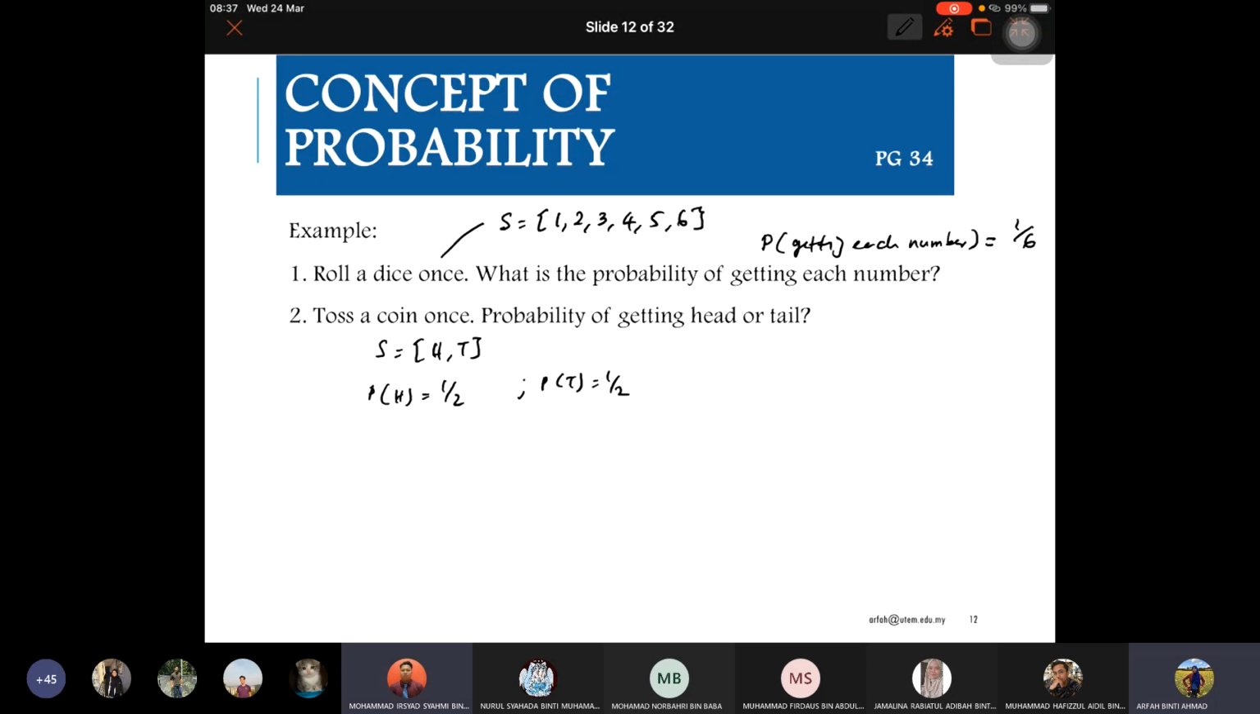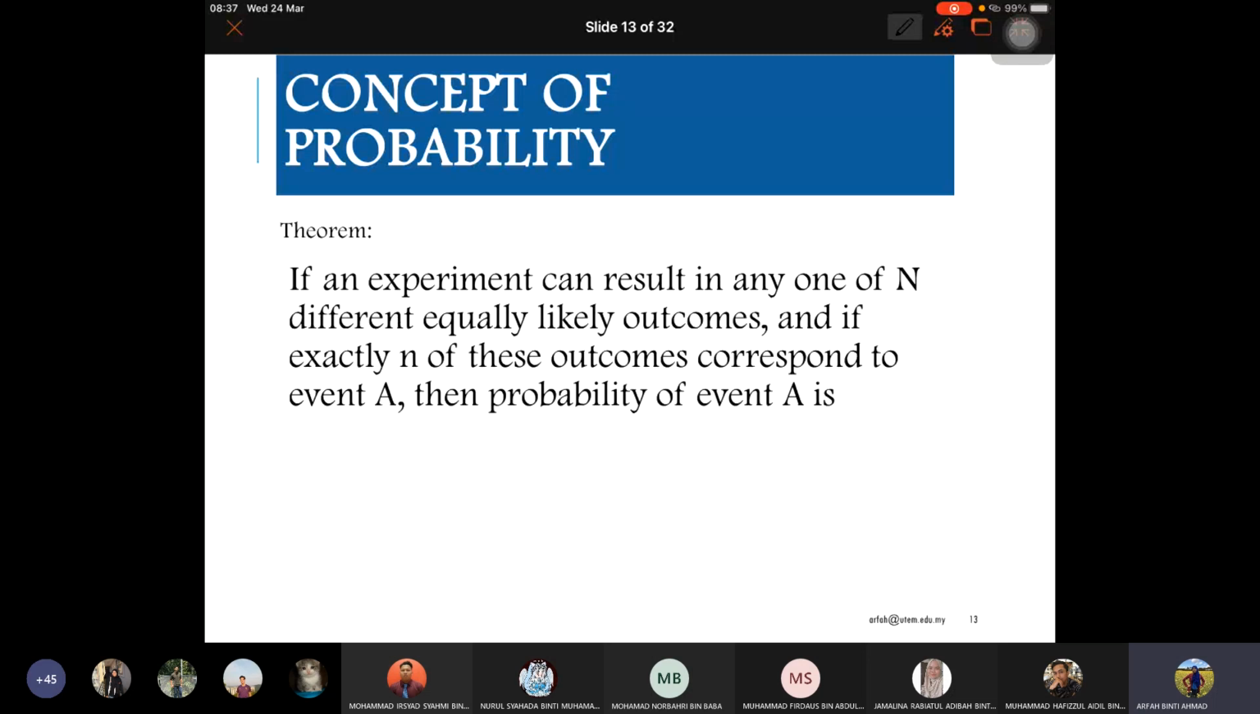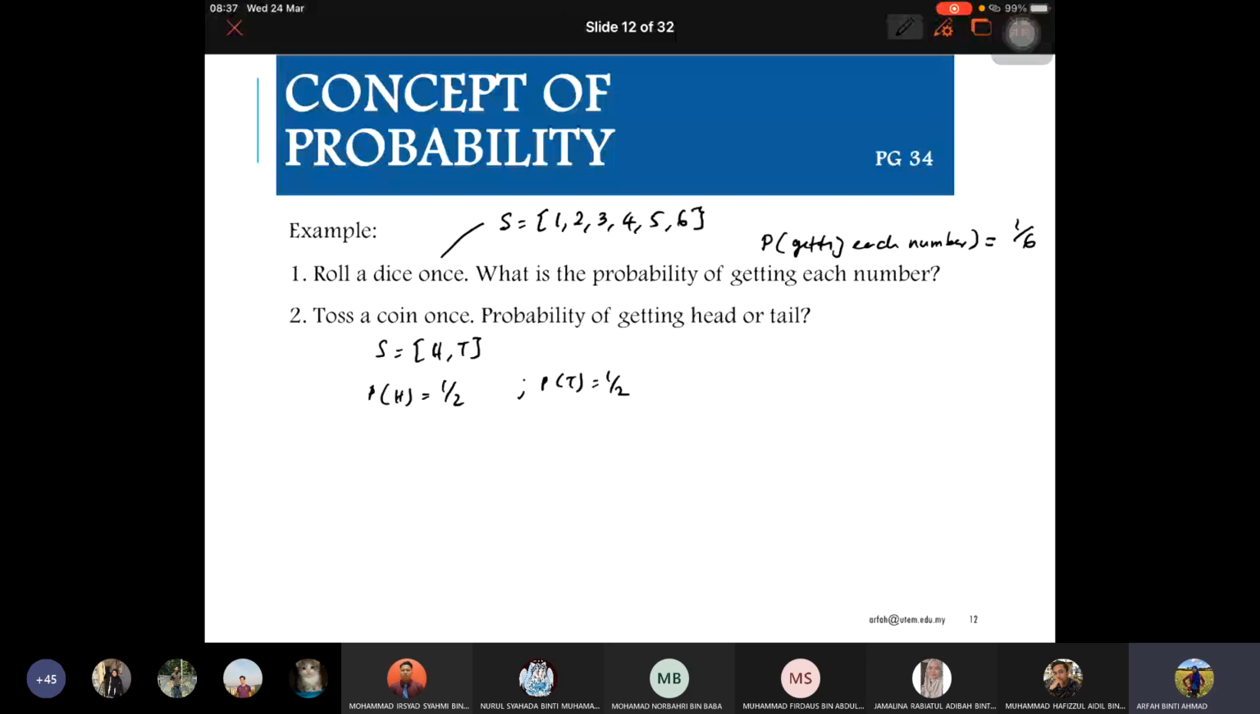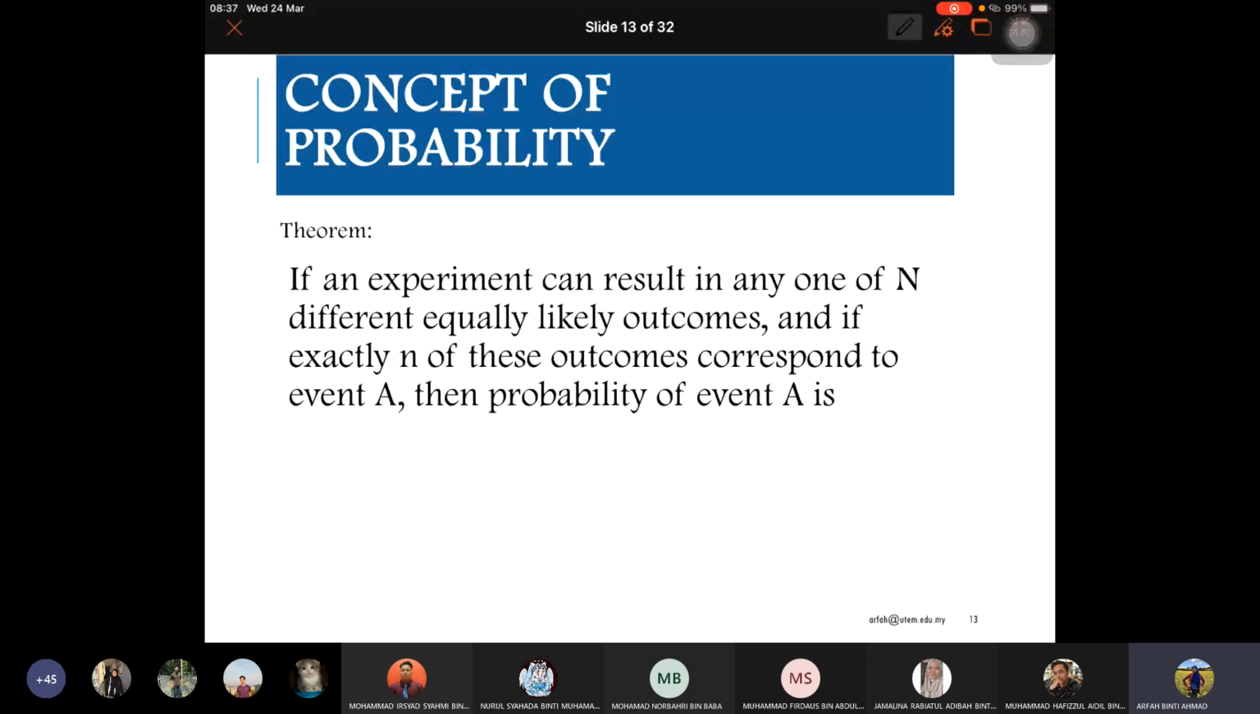Done. Okay. So, concept of probability, macam mana kita nak kira nilai kebarangkalian dia. Contohnya macam ni tadi, macam mana kita dapat 1/6, macam mana kita dapat 1/2. If an experiment can result in any one of n different equally likely outcomes, and if exactly n of this outcome correspond to event A, then probability of event A is equal to probability of A akan sama dengan n kecil bahagi N. Atau kita boleh cakap number of outcomes that included in the event divide by sample size.